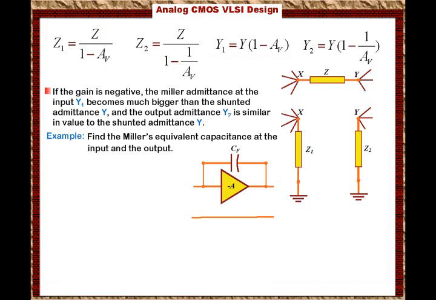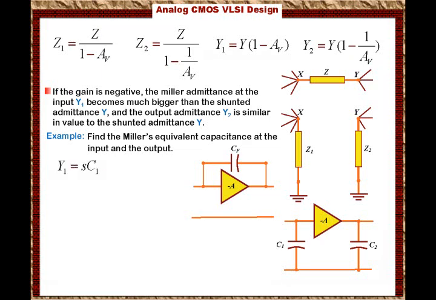So basically, the circuit should look like this. By Miller's effect, you should have C1 at the input, then you have the amplifier with a gain of minus A, then you have C2 at the output. Right? That's what we have by Miller's effect. And now we can say that Y1 will equal S times C1. That's the admittance at the input for C1. And by Miller's theorem, that will equal Y, which is the shunt admittance, times 1 minus AV. So now let's substitute for the values.